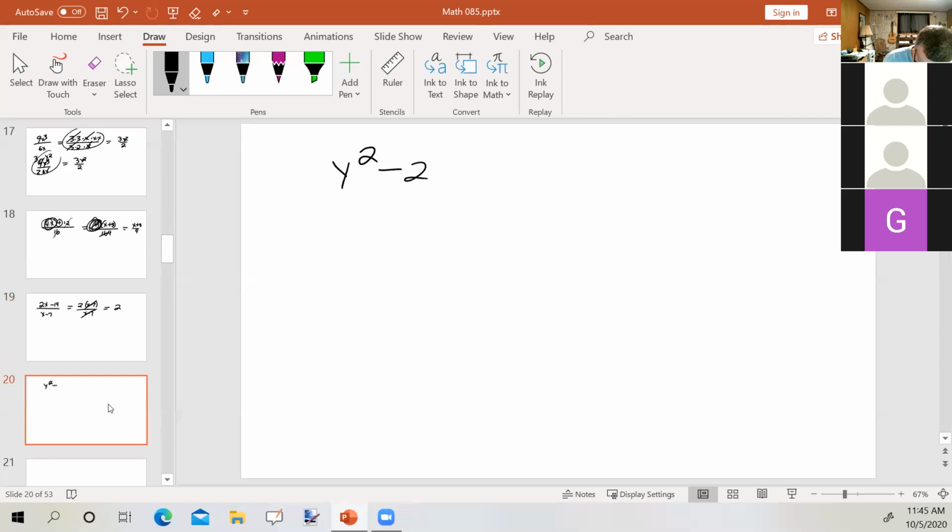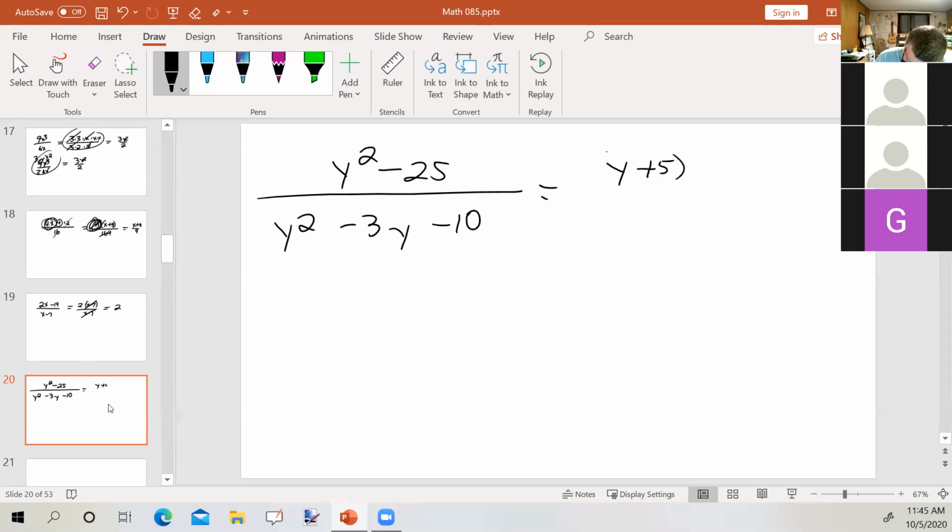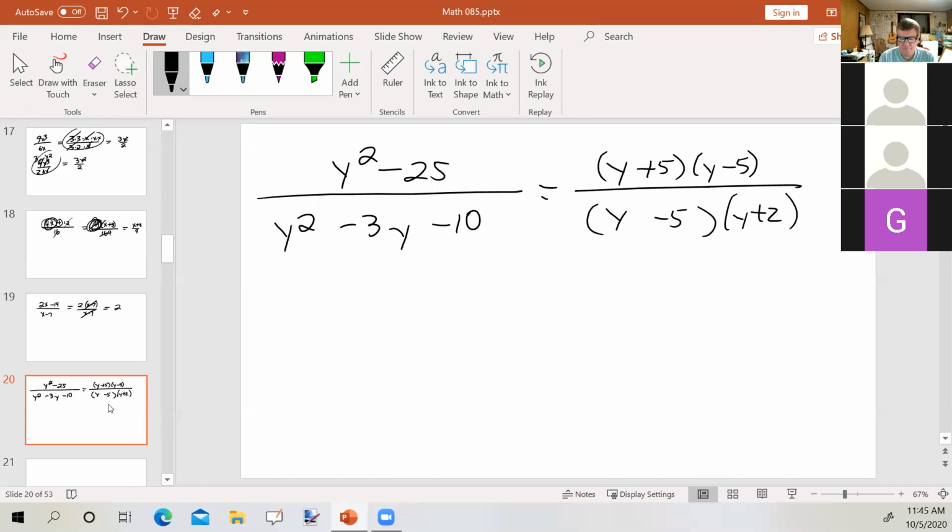Y squared minus 25 over y squared minus 3y minus 10. So again, y squared is a term, minus 25 is a term, y squared is a term, minus 3y is a term, minus 10 is a term. But if I factor the numerator and I factor the denominator, I can reduce out common factors and get a final answer.